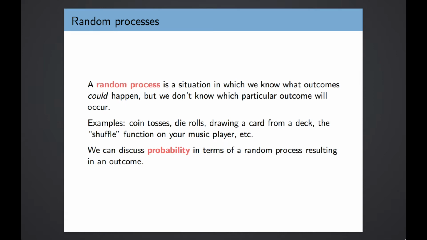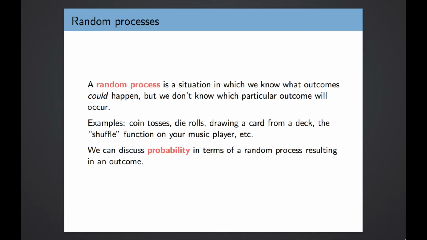A random process is a situation where we know some outcomes that could happen, but we don't know what particular outcome will occur if we do something. So if we flip a coin, we know that that coin can land on heads or on tails, but we don't know which it is going to land on ahead of time. So coin tosses, rolling a die, drawing a card from a deck, hitting shuffle on your iPod, and all sorts of other processes are random. We know a set of options that could happen, but we're not entirely sure which one is going to happen.